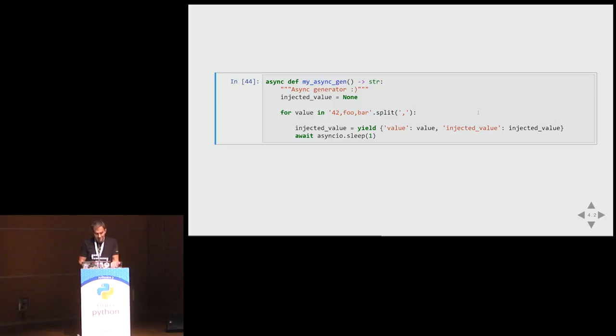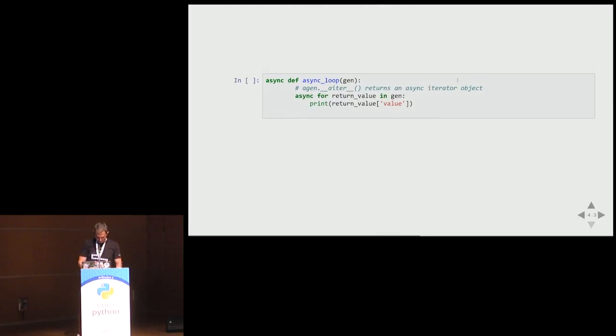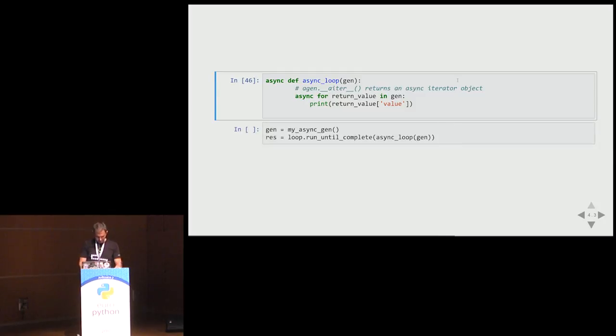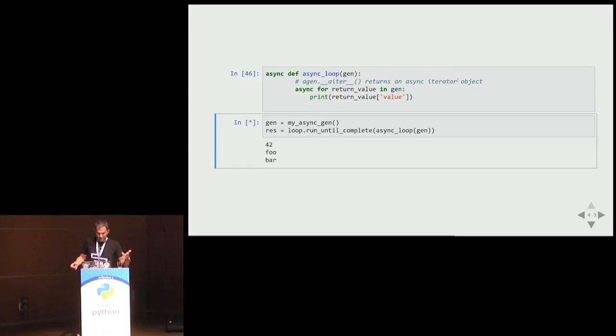Basically, it's an async generator that is going to yield something, and we can also inject values back into the generator as we do with standard generators. Okay, so let's make sure that we create this generator. What you can see is that this guy is going to return 42, foo, and bar, and then quit. It's also going to listen to injected values. All right, let's run this guy. Yes, we actually need to run this guy. So it waits 1 second after each value, and in the meanwhile, it's free to do other tasks. So that's the beauty of it. You're doing it async.